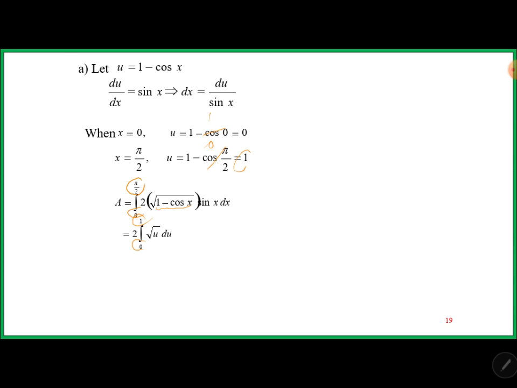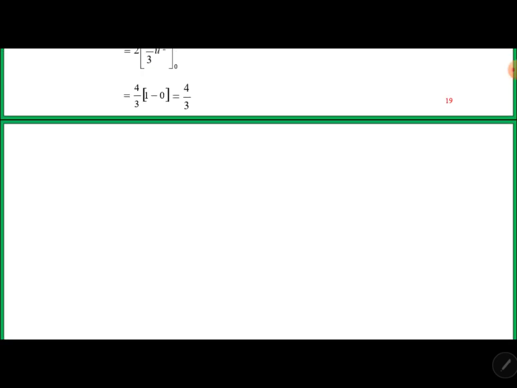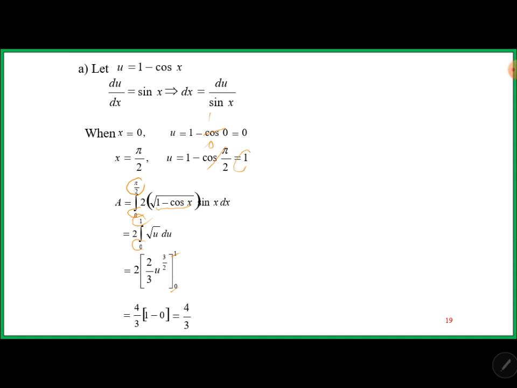Now integrate u to the power of 1 over 2, we get u to the power of 3 over 2 divided by 3 over 2, which is multiplied with 2 over 3. Now just substitute the limit because the limit is already in u. So what do we have as the answer? 2 over 3 can factorize out. So replace 1 and 0, we get 1 only. So the answer should be 4 over 3 unit square. Okay? So now this is the first question A.